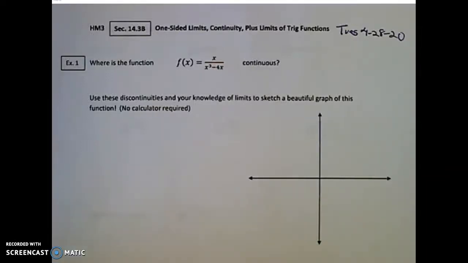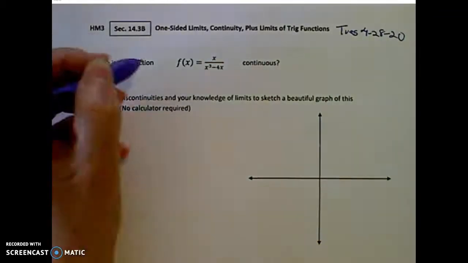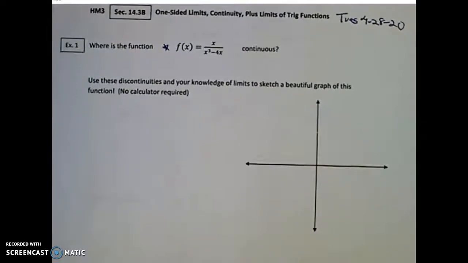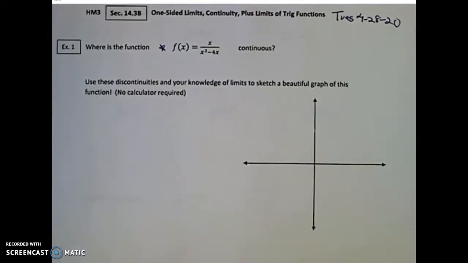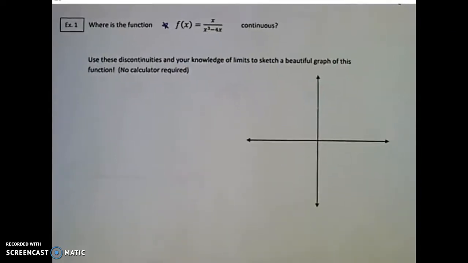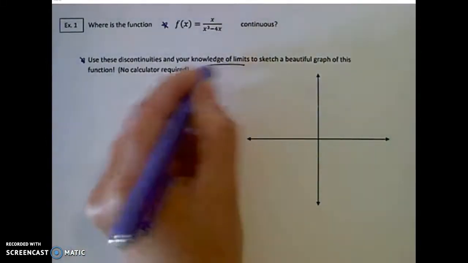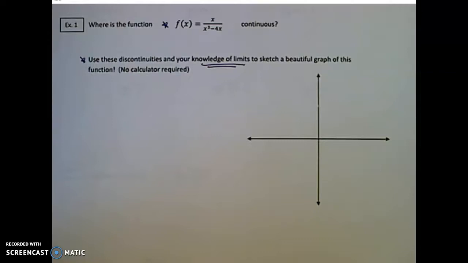We're talking about continuity of a function. All right, let's consider this function f of x. If you're able to print these notes, it would be a little helpful to have something to take away with you. Let's look at this function f of x and figure out where this function, first of all, is continuous. And then we're going to use these discontinuities that we see and our knowledge of limits to sketch a nice graph of this rational function.